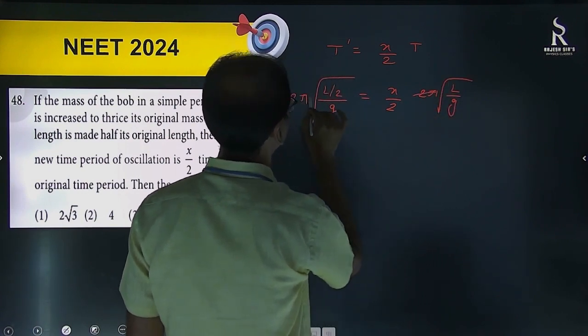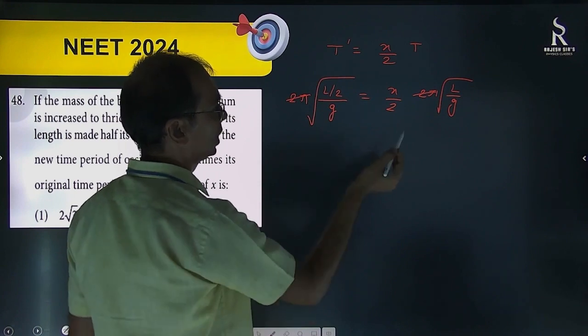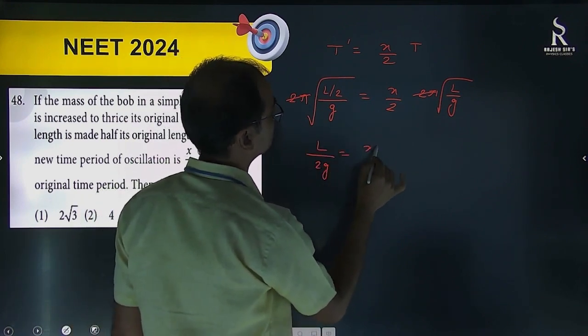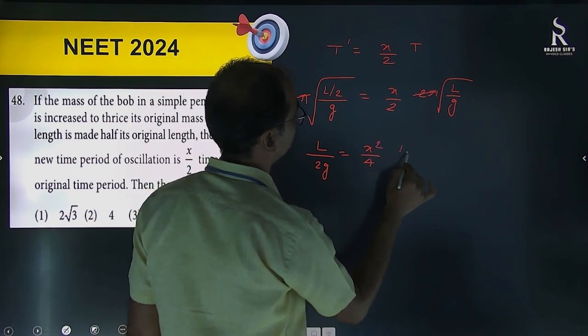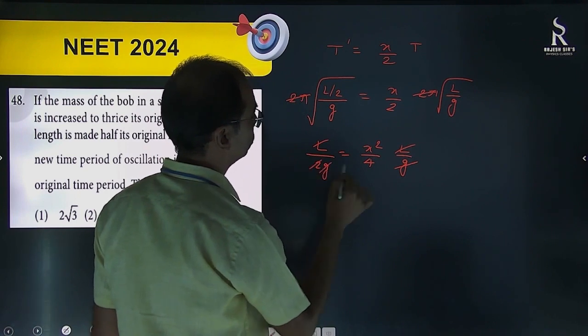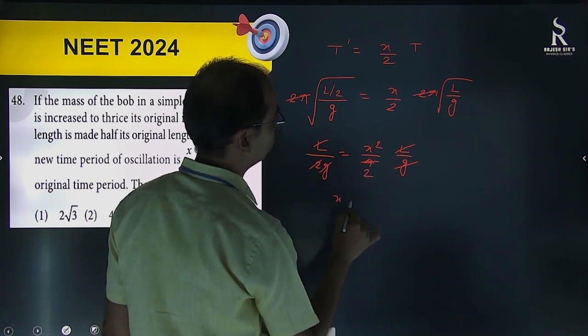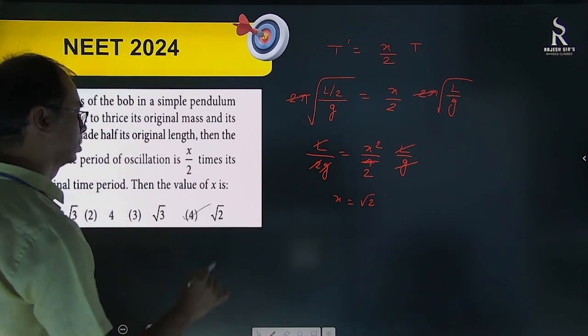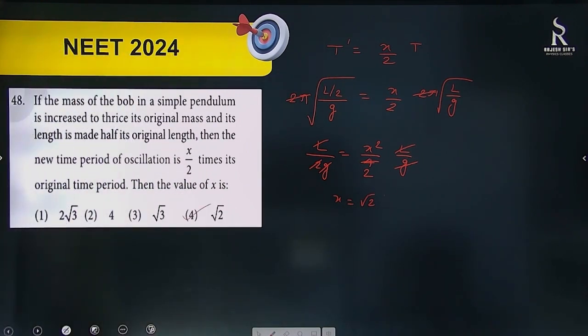2 pi cancel. Now what, shall I square it? So L by 2G equals x square by 4 into L by G. So L by G cancels, and this 2 and this 2 cancel. So x is coming root 2. Okay, x is root 2. That's it.